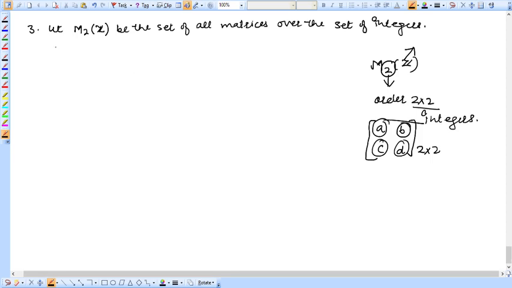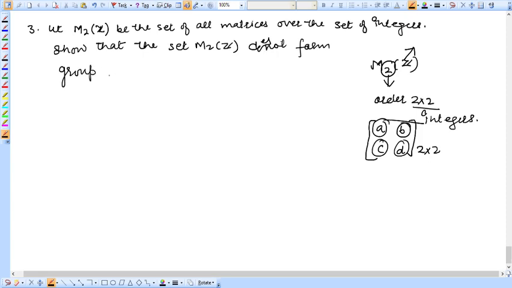Then we will have to show that the set M2Z does not form a group under the operation of matrix multiplication, right? So let us look at the solution now.